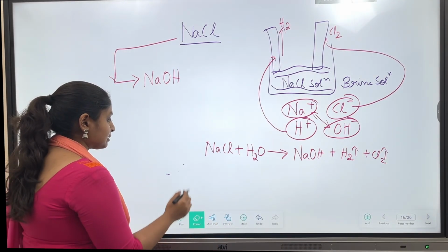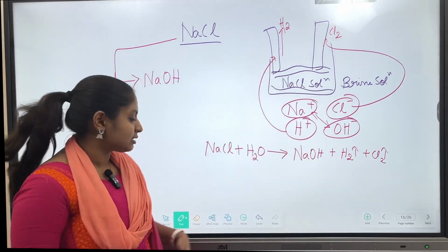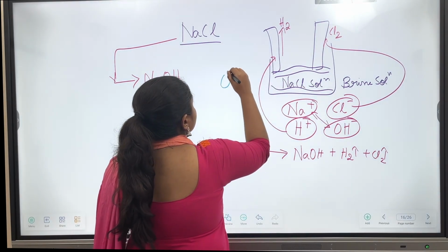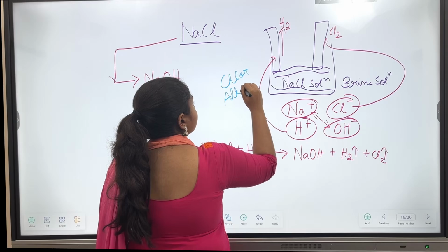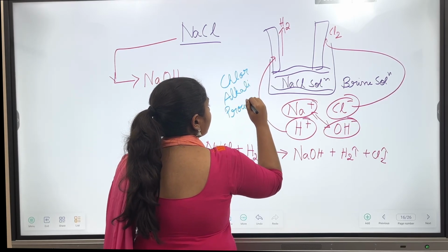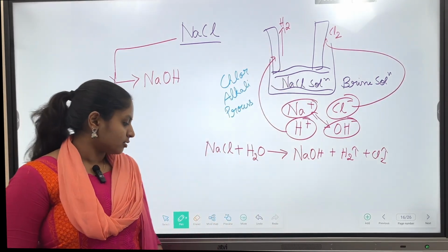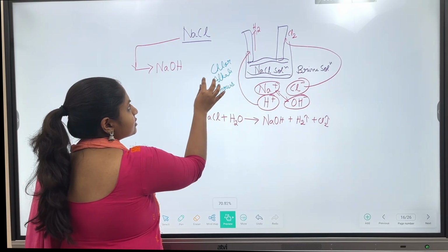So by this method, we are producing NaOH or caustic soda, and this process of producing NaOH is called the chlor-alkali process or electrolysis of brine solution. Both names you can use. So we understood how NaOH is prepared.